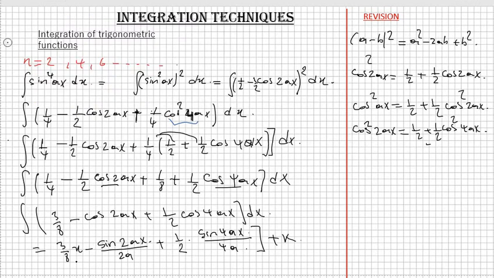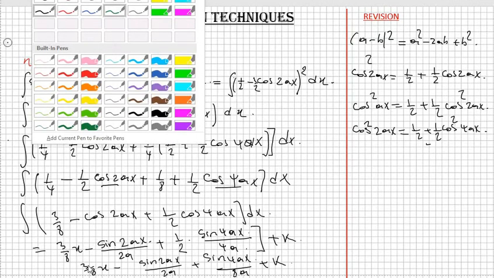So the final answer is just a simplified form, which is 3 over 8 x minus sine 2ax over 2a plus sine 4ax. So I need to multiply these two terms. So we have the multiplication of two fractions. We multiply the numerators to each other as well as the denominators. So we have 8a plus k. So that's the final answer.